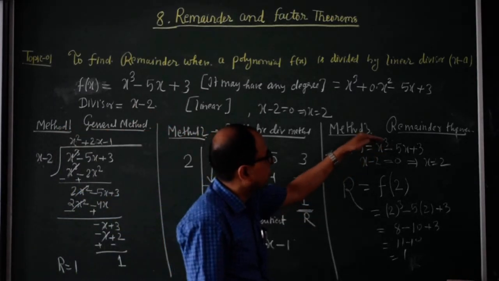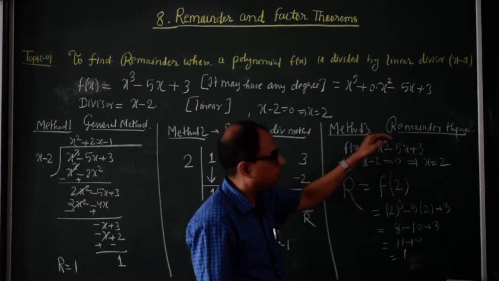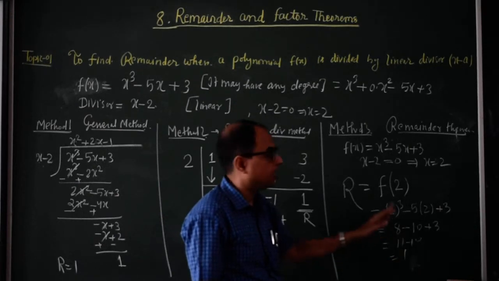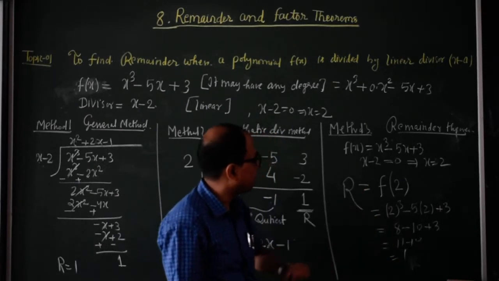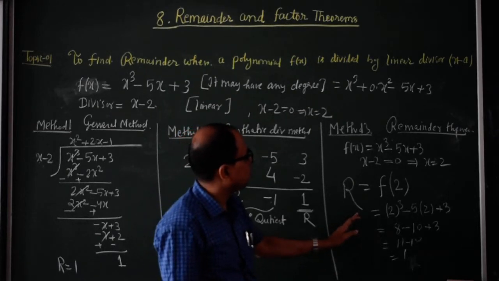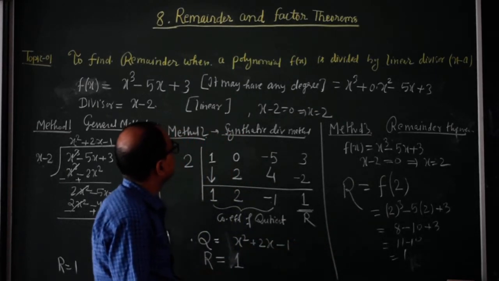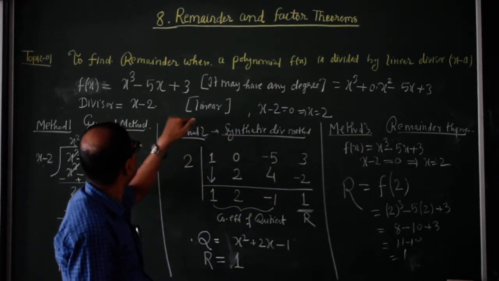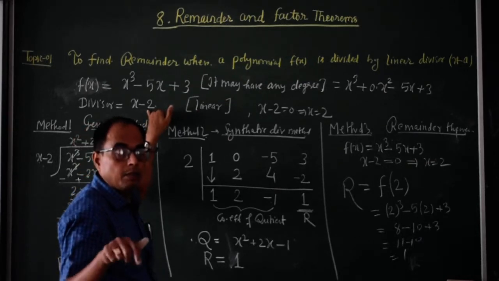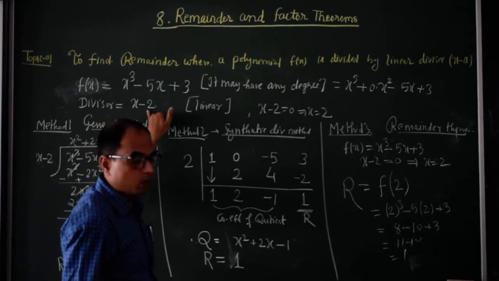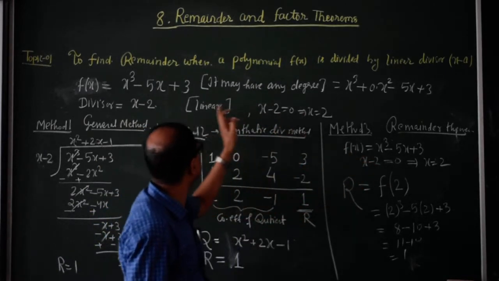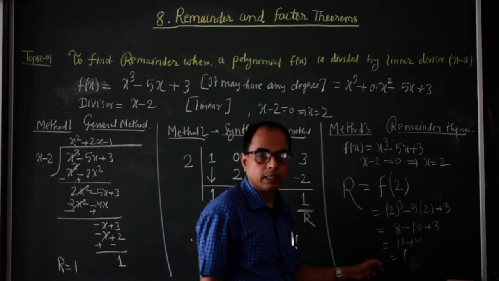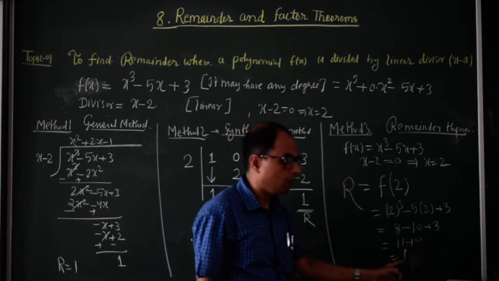Now what is the merit of the remainder theorem? It takes very little time to find the remainder. But it has two demerits. The first demerit is that this theorem can be applied only when the divisor is linear. If the divisor has degree more than 1, it cannot be applied. The other demerit is that you cannot find the quotient. You are able to find the remainder only.